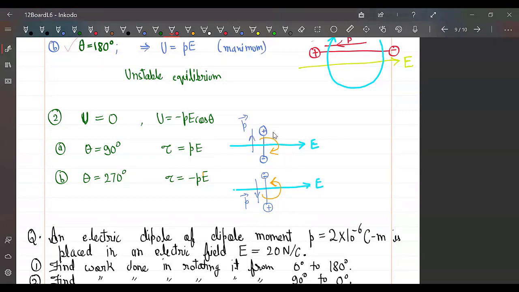Torque is occurring because of the forces. Here force is QE, here force is QE. But we don't want to write forces and multiply them by distance and all. So we have this small relation that torque is equal to PE sin theta, or in vector form, torque is equal to P cross E. When the angle is 270 degrees, sin 270 will be minus 1. So torque will be minus PE. Torque is negative, so this will try to rotate it in the anti-clockwise direction.